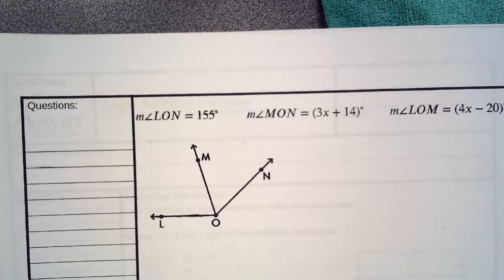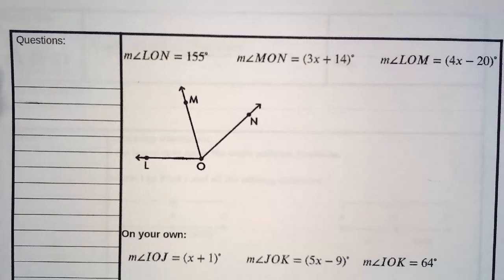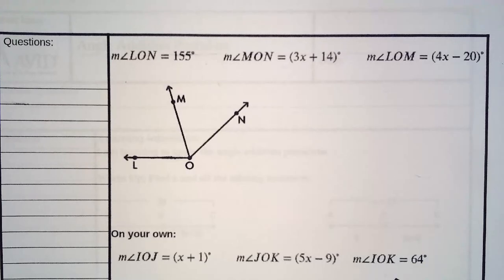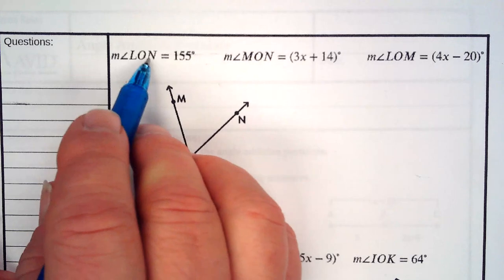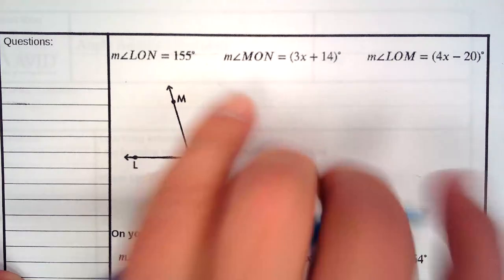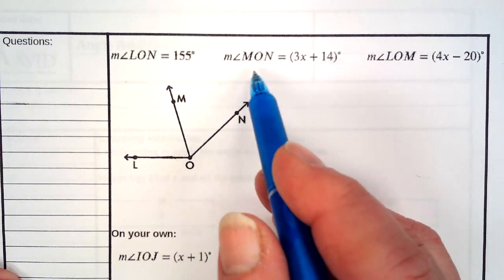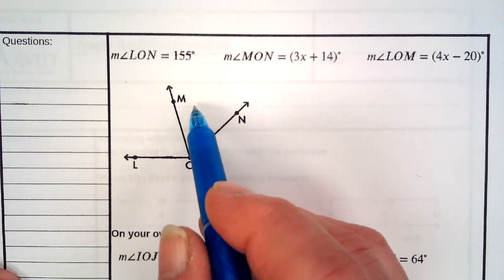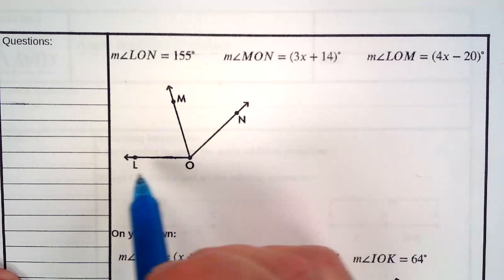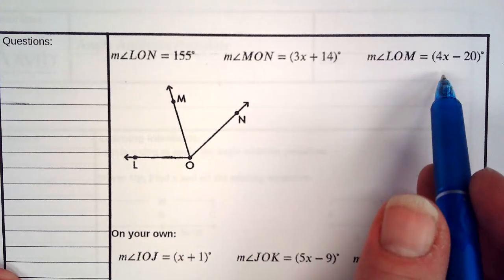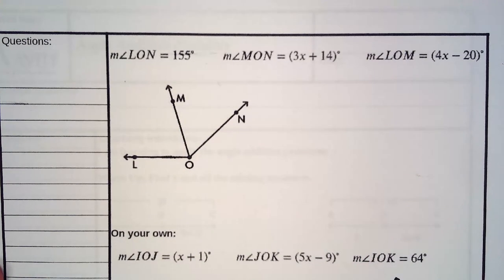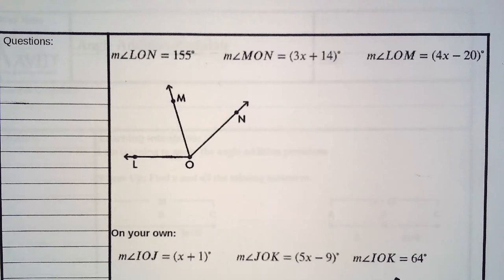Okay, now we are looking at another problem. This time the measure of LON, the whole thing, is 155. The measure of MON is 3x plus 14. The measure of LOM is 4x minus 20. Pause the video. Write the expressions in the correct spot on your diagram and set up the equation.